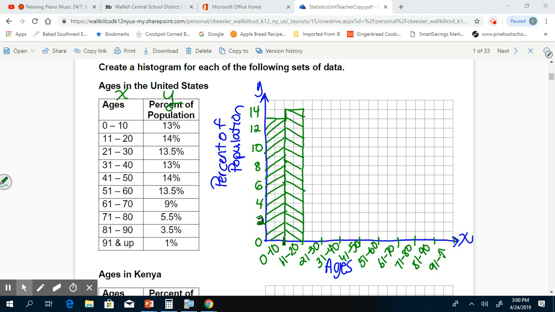Then 21 to 30 is 13 and a half. Then 31 to 40 is 13.